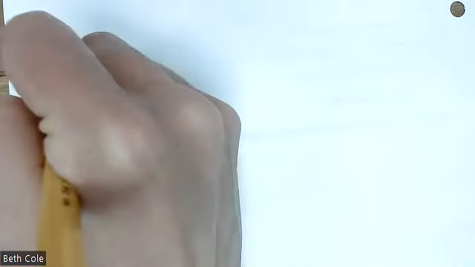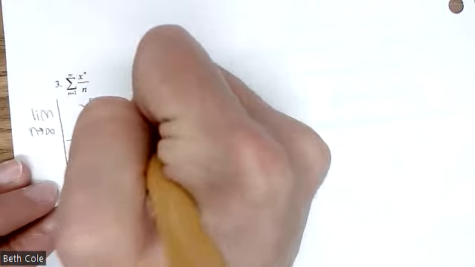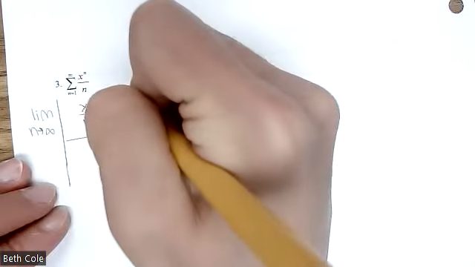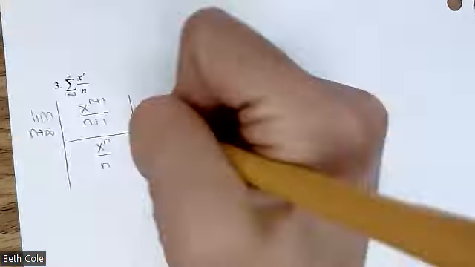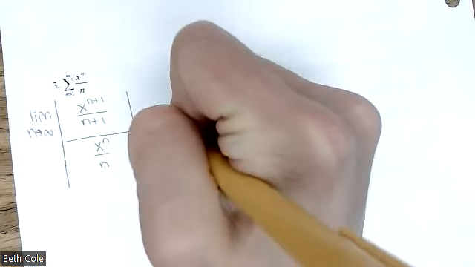All right. So start with your limit as n goes to infinity. We're starting with our ratio test. So you're going to plug in n plus 1. And then that goes over the series itself. And then we're going to reciprocate it.